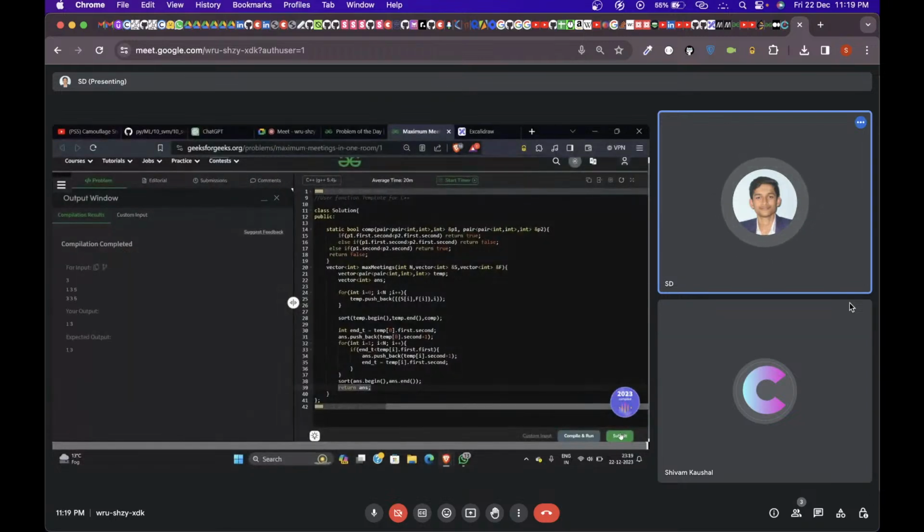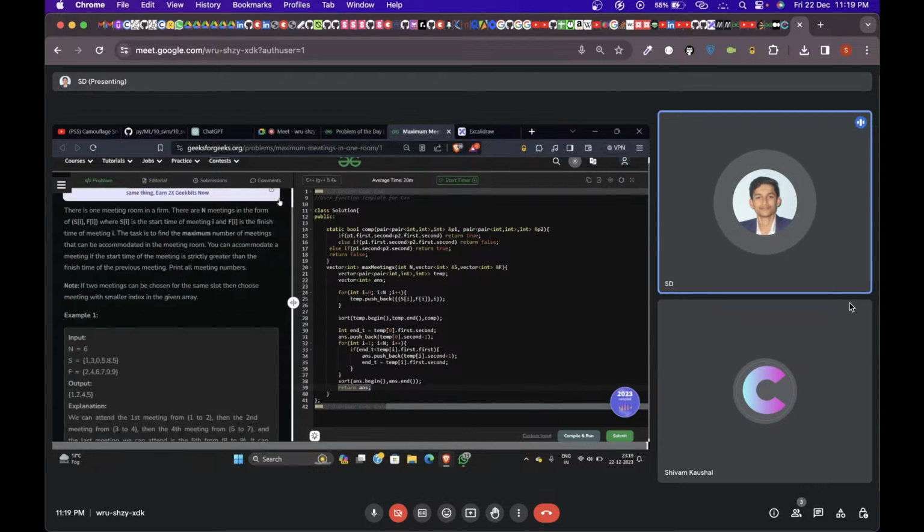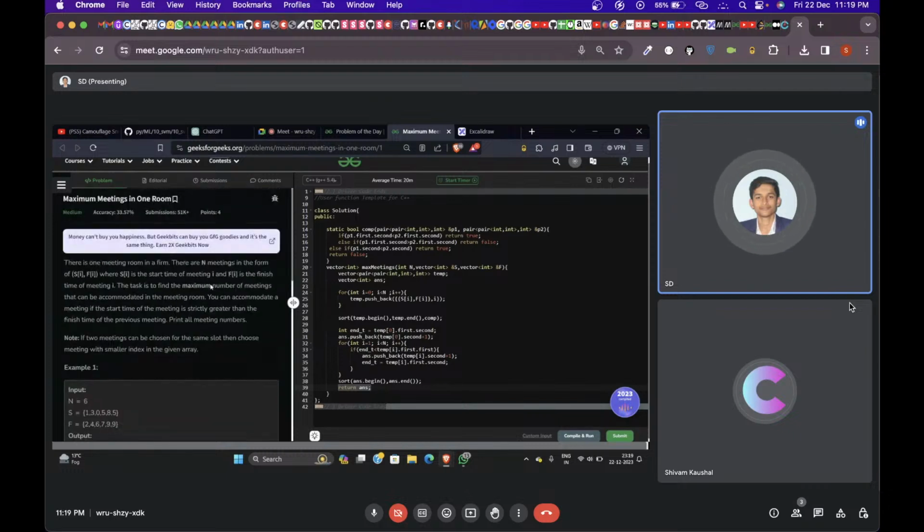So with that, guys, let's compile it. And as you can see, it is working perfectly fine. So with that, today we have solved both the GFG and Leetcode POTD. We hope that you guys were able to understand it.